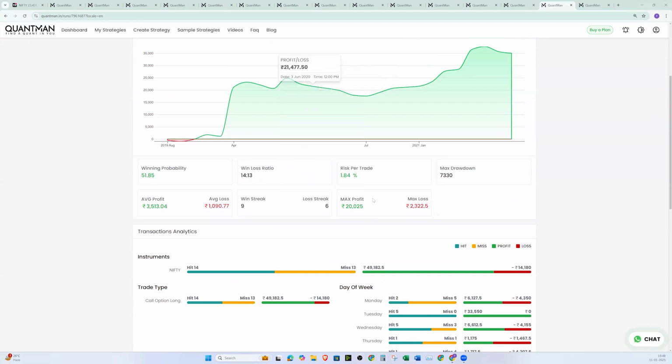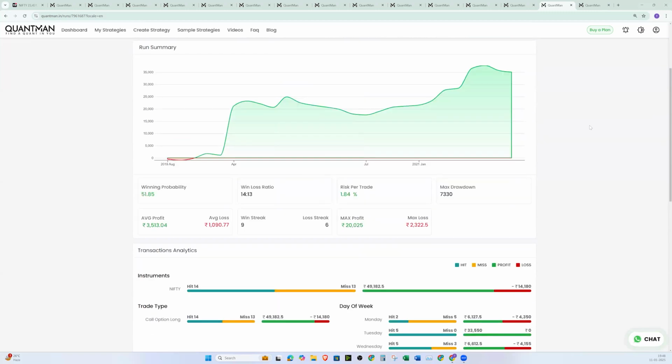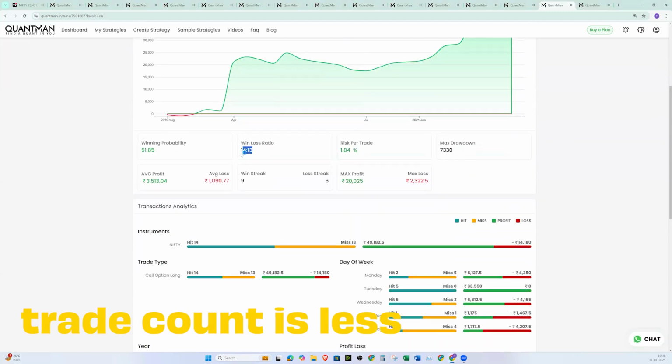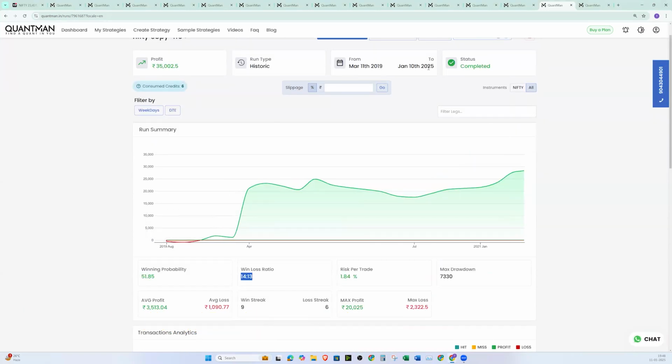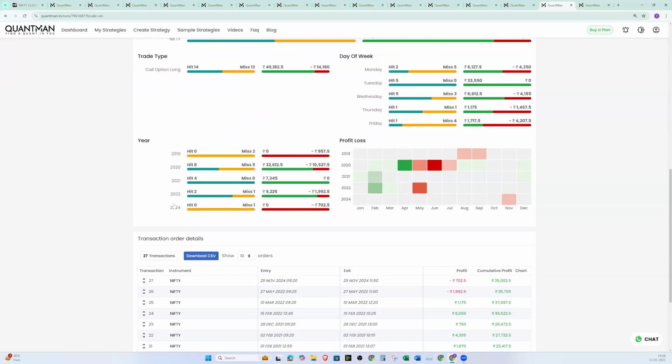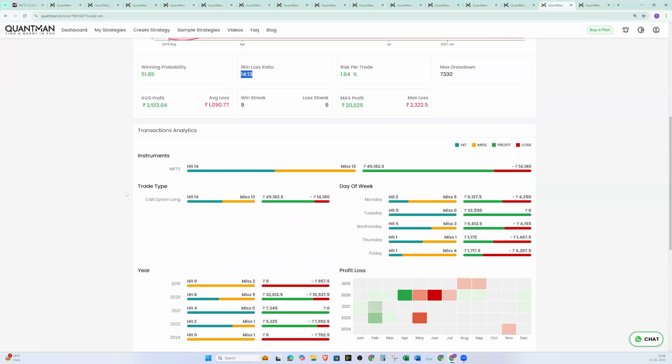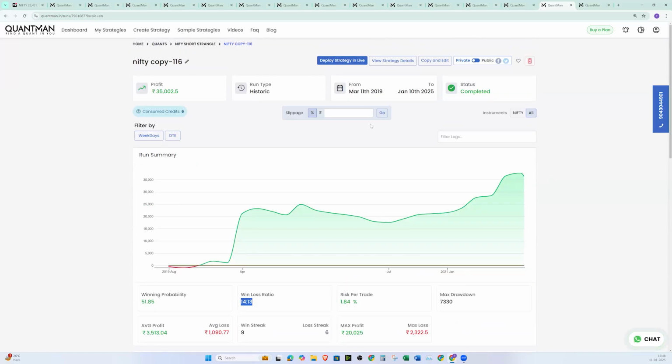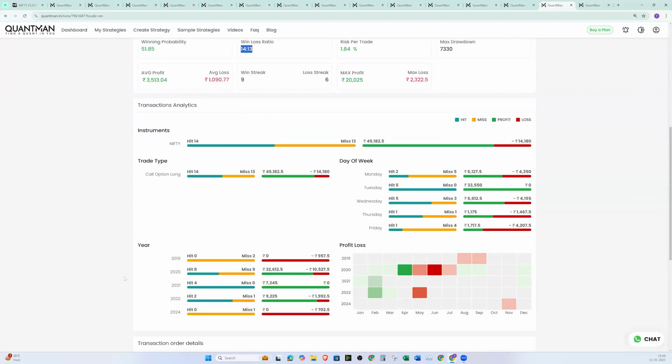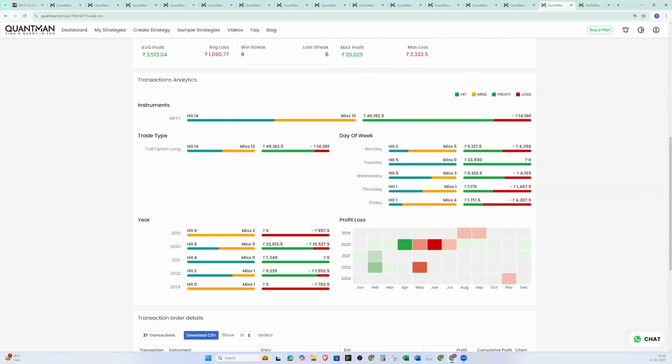3.2 RR. It's a good strategy, but the trade count is less from 2019 to 2025. Just a total of 27 trades taken in 6 years. Strategy wise, it's good, but we are traders, right? For 6 years, only 27 trades means we need a lot more patience. I don't consider this strategy.